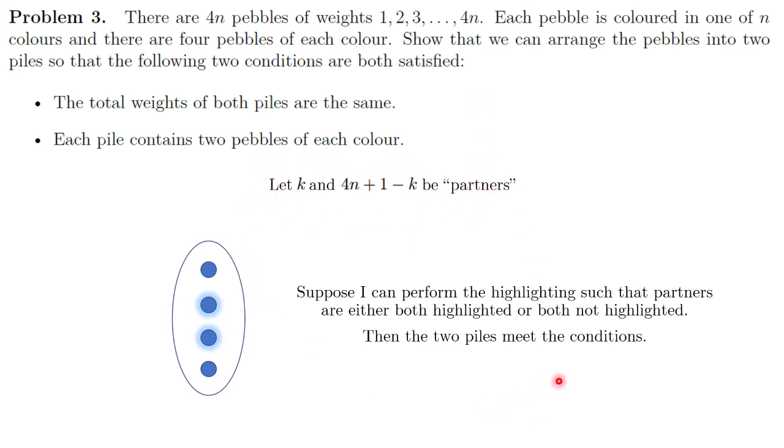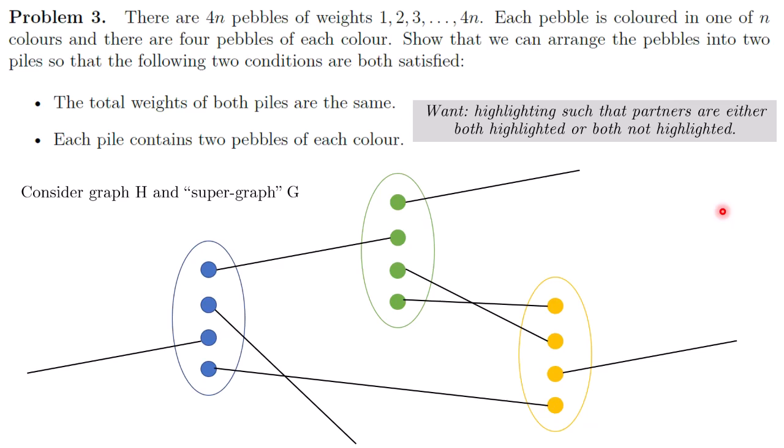So you see that this is a slightly more restrictive condition than the initial condition, but it will help us set up the problem in a clever way. So on this slide, I have placed the condition that we want over here. We want to highlight 2 pebbles of each color such that partners are either both highlighted or both not highlighted.